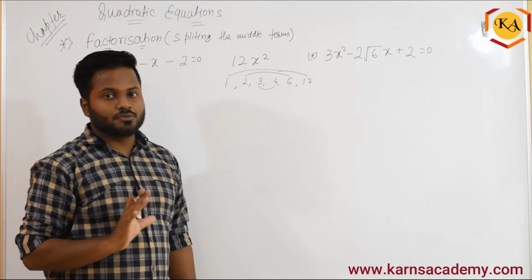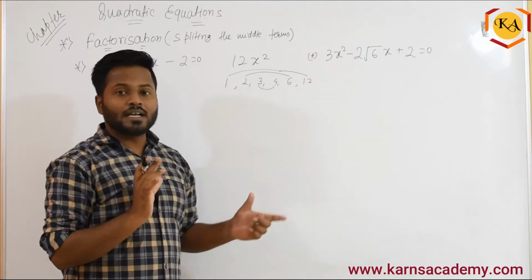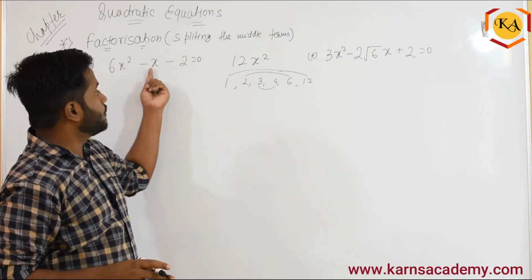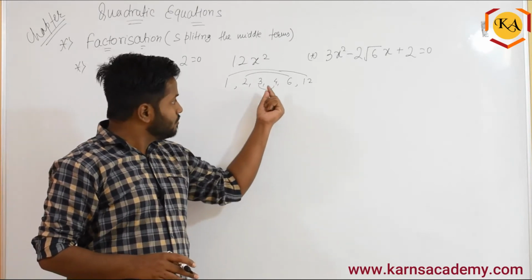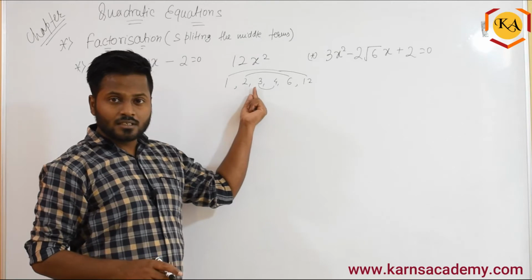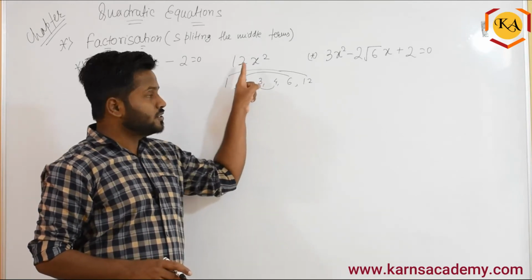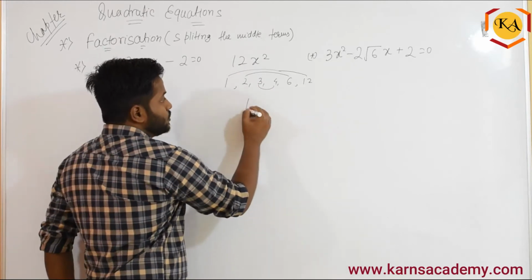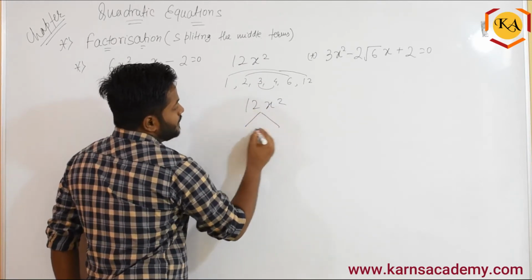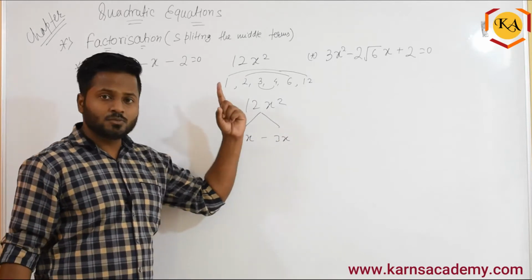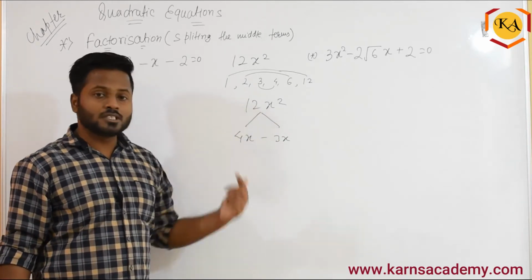So these are the combinations we have. Now from this you have to find out which one, if you make it, you will get a 1. So can I do one thing? 4 minus 3 is 1, right? And 4 3s are 12, which means this 12x square can be written as 4x into 3x. 4x minus 3x is 1 and 4 3s are 12, x into x square.